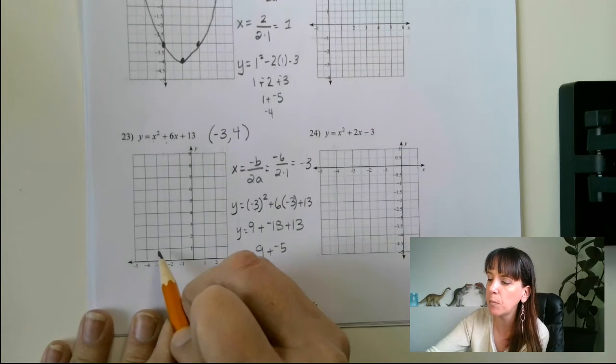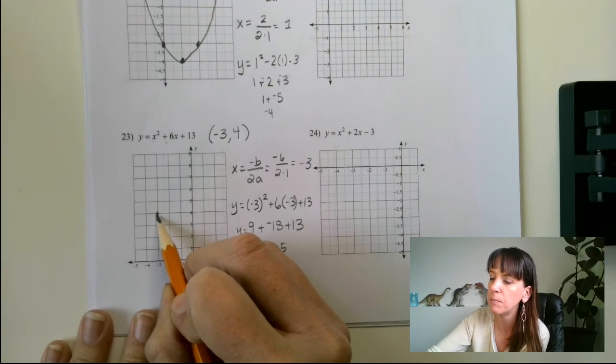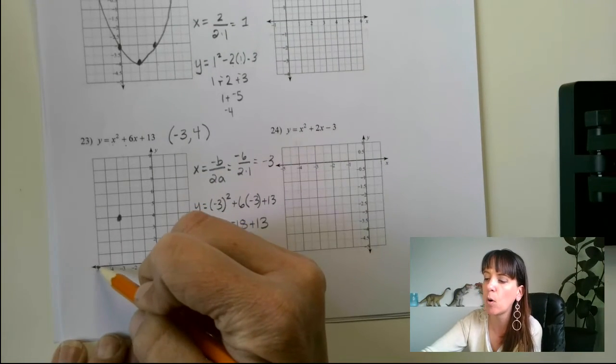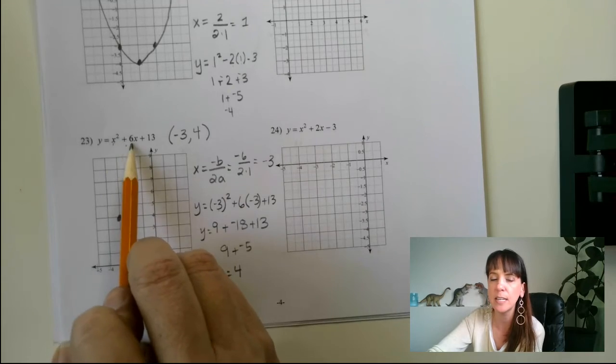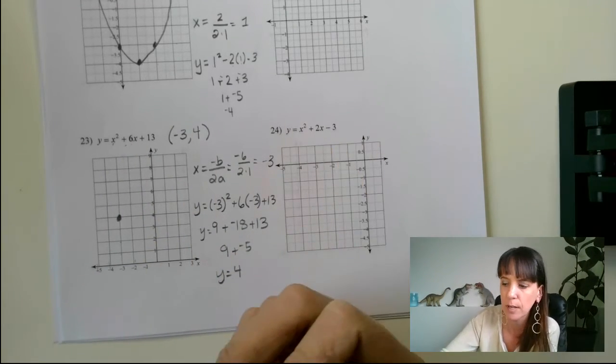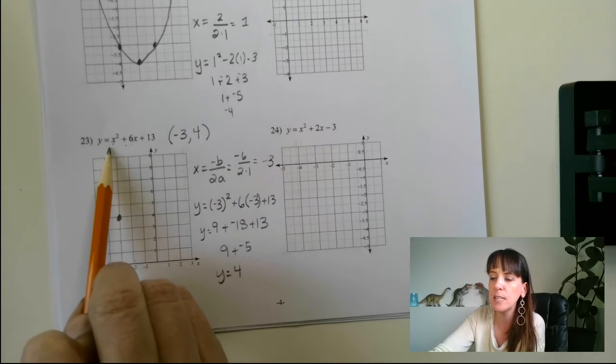Over -3, up 1, 2, 3, 4. There is our vertex. You could plug in -4 and -5 into each one of these, and whatever you get, you copy over for -2, -1. You could also plug in -2, -1. However, we look at this, we see, oh, our pattern.